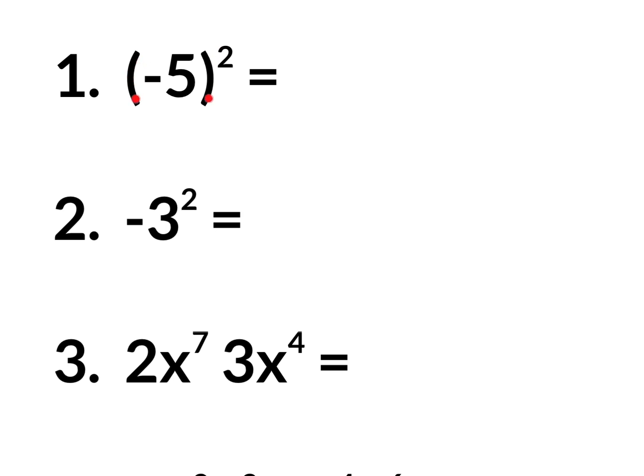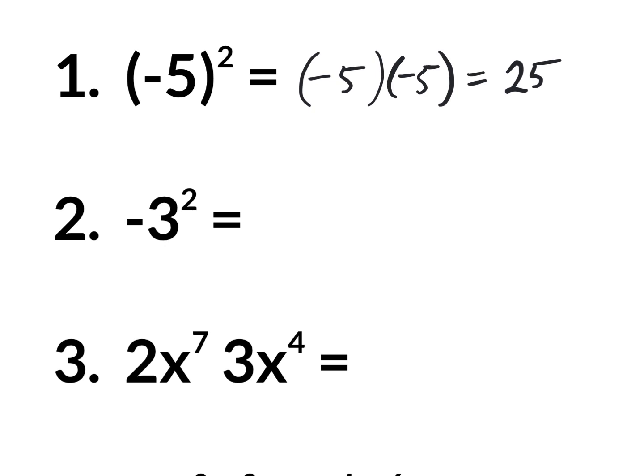Parentheses do make a difference. So you have -5 to the second power. Now what that really means is that you write the base -5 2 times. And obviously -5 times -5 is positive 25. Okay? So you're going to see a question like that on the quiz, right?